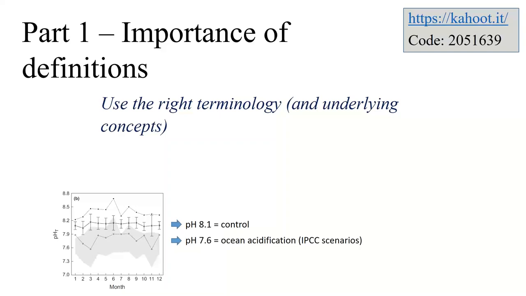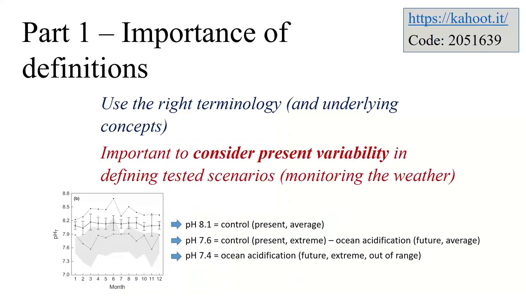And you can see in a lot of papers that you will review that people very often, probably in more than 50% of cases, select their scenario under the assumption that you have a control, which is a high pH, and a low pH that is around 7.7, 7.6. And the justification is that those are IPCC scenarios. But this is only true for open ocean, of course. And on the coast, like in the example I showed you, this is not a realistic way of thinking because you need to take into account the present variability.